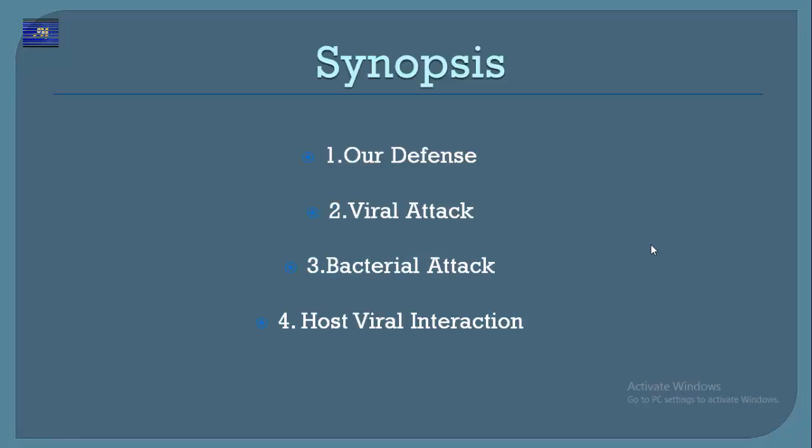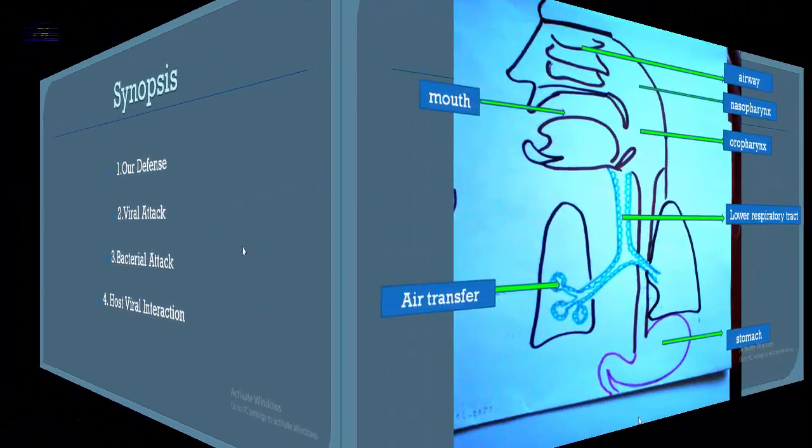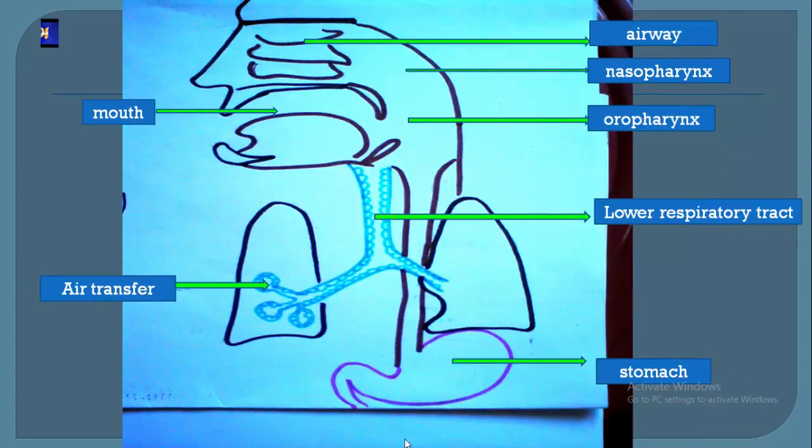Our defense, meaning the police force of our body, then viral attack, bacterial attack, and how specifically the host interacts with the viral attack. That is host-viral interaction. To understand what happens in the war, let us understand the war field. That is our throat, our respiratory tract.